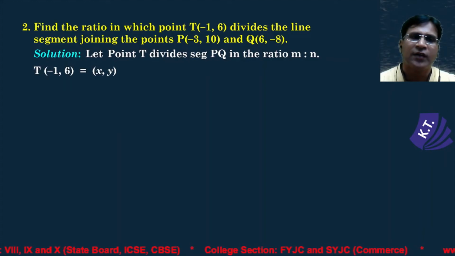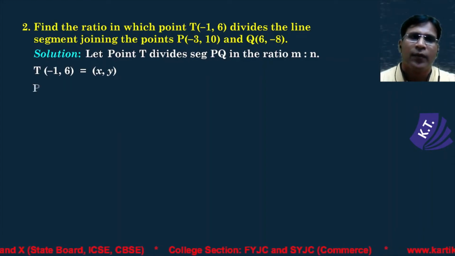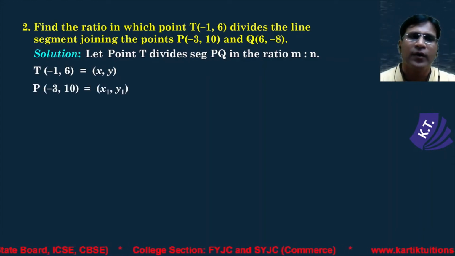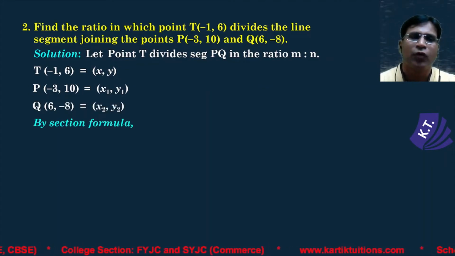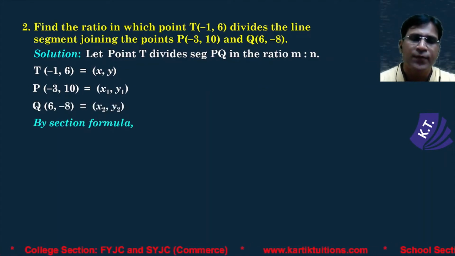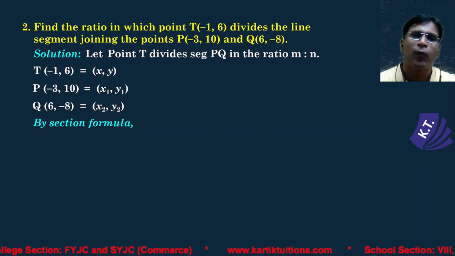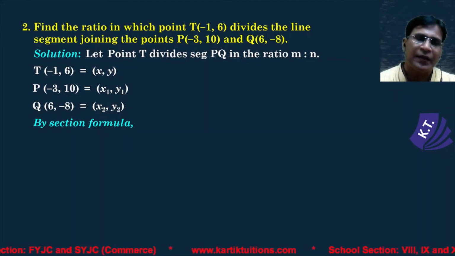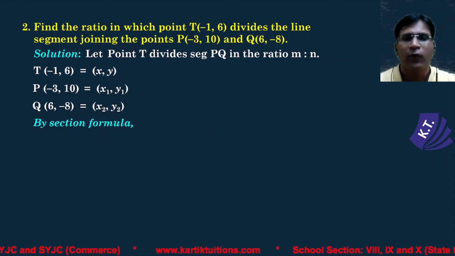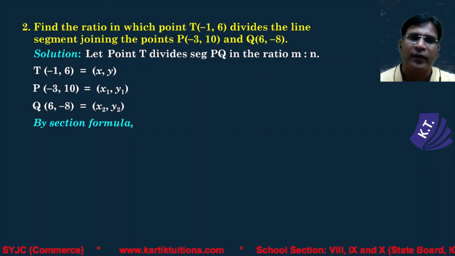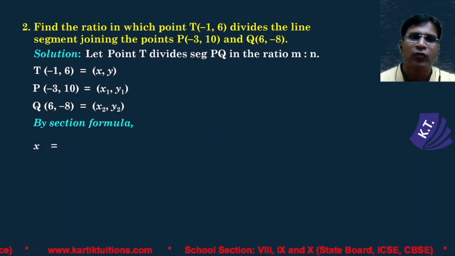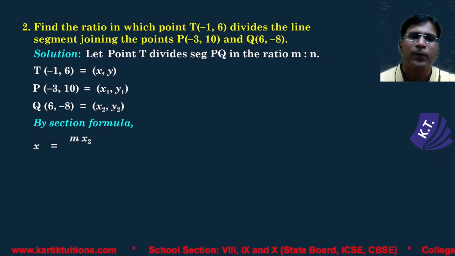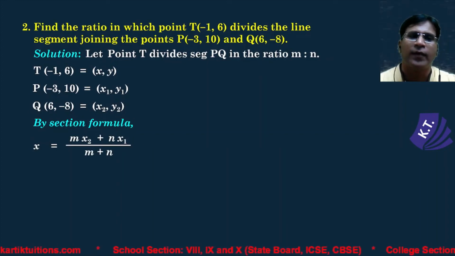Now the T coordinates are already given, so that is x comma y. Now P coordinates will become x1, y1 and Q coordinates will become our x2, y2. Now we will be taking the help of section formula only. But if you observe, we have both the coordinates of point T. So you can either go for x coordinate or you can go for y coordinate to get the ratio m:n. In this sum, I am taking the help of x coordinate. Now what is the formula for x coordinate? It is m x2 plus n x1 upon m plus n.